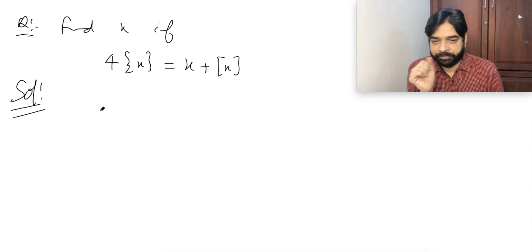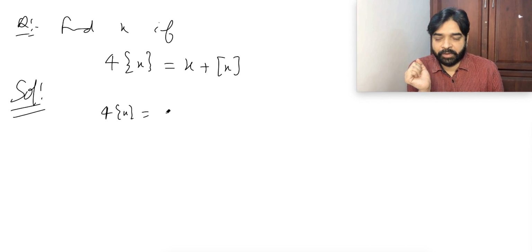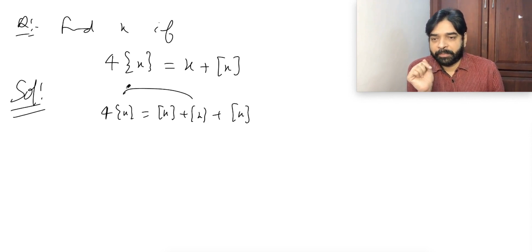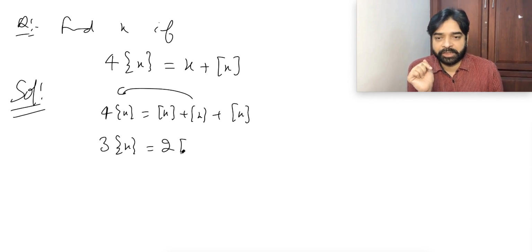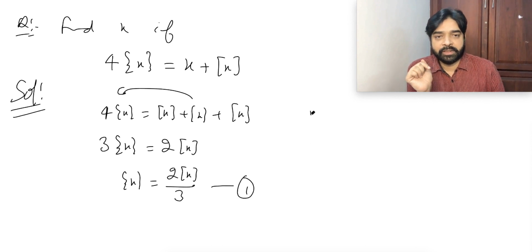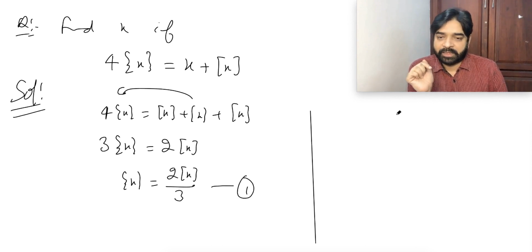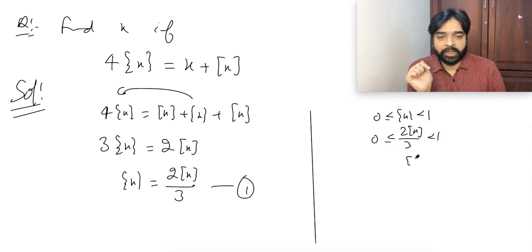Okay, I will do it. 4 fractional part of x equals x plus greatest integer x. I can write x as greatest integer x plus fractional part of x, plus greatest integer x. So this fractional part of x I will take to one side. I will get 3 fractional part of x equal to 2 greatest integer x. My purpose is to get the value in terms of greatest integer. What is the other condition? Fractional part of x always lies between 0 and 1. So 2 greatest integer x by 3 will lie between 0 and 1. So greatest integer x will lie between 0 and 3 by 2.